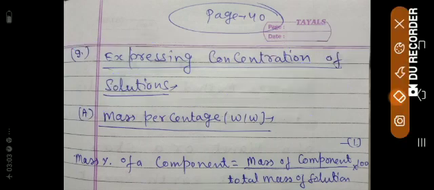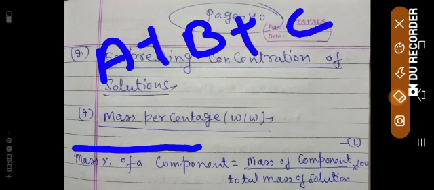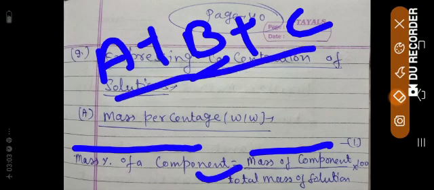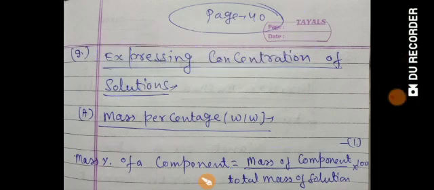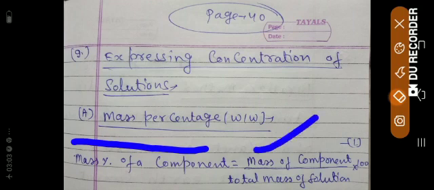What is the formula for that? Mass percent of a component. What is the meaning of component? Suppose there are more than two components. If you want to calculate the mass percent of B, then the mass of B will be in the numerator and the total mass of A plus B plus C will be in the denominator, multiplied by 100. So if you want to calculate the mass percent of a component, the mass of that component will be in the numerator and the total mass in the denominator, multiplied by 100. So this is your first term.